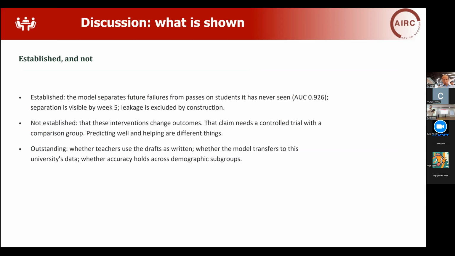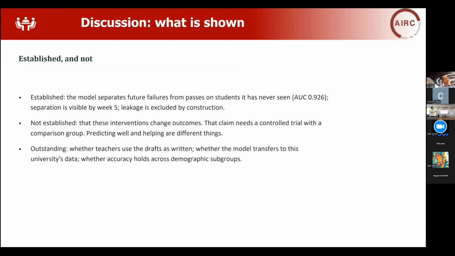I want to be precise about what this work shows and what it doesn't show. What is established is that the model separates future failure from past students, and the students it has never seen. Separation between the at-risk students and the others is visible by week 5, and the leakage is stripped by construction.